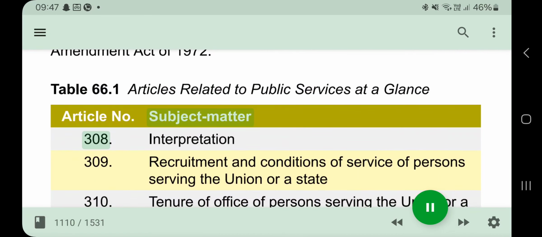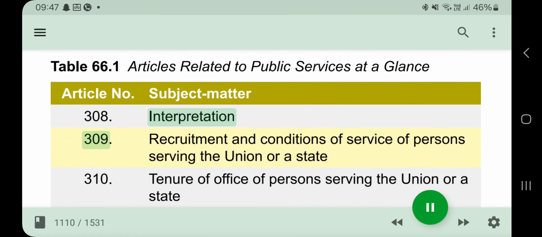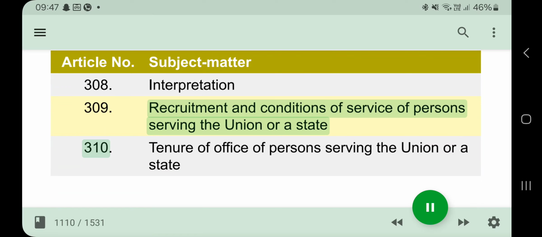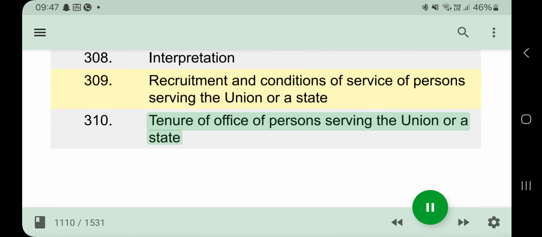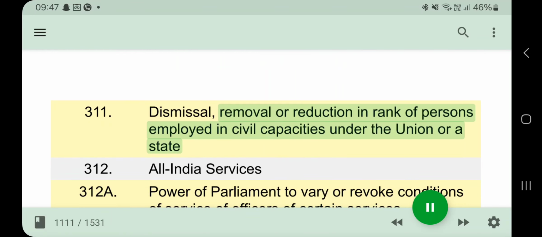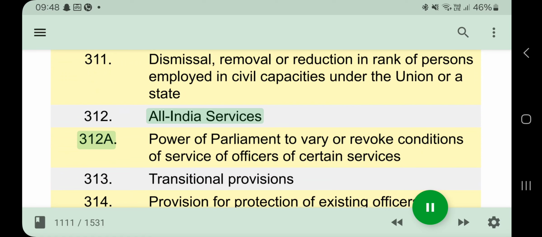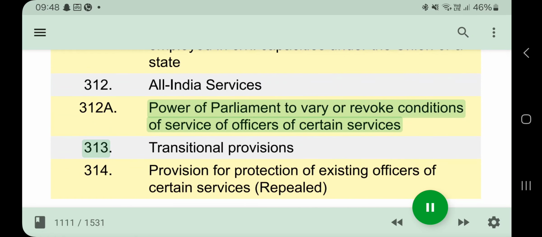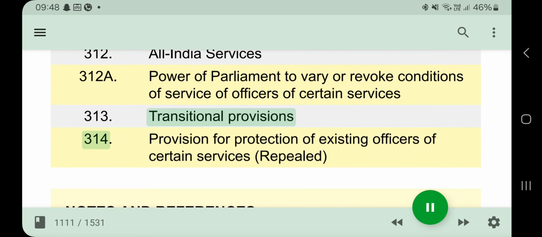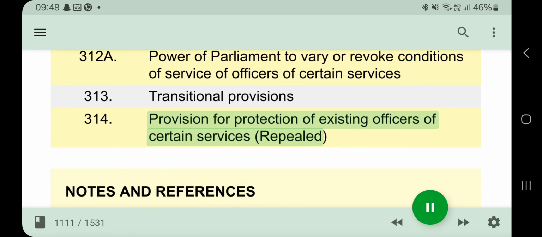Table 66.1: Articles related to public services at a glance. Article number, subject matter. 308: Interpretation. 309: Recruitment and conditions of service of persons serving the Union or a state. 310: Tenure of office of persons serving the Union or a state. 311: Dismissal, removal or reduction in rank of persons employed in civil capacities under the Union or a state. 312: All India Services. 312A: Power of Parliament to vary or revoke conditions of service of officers of certain services. 313: Transitional provisions. 314: Provision for protection of existing officers of certain services, repealed.